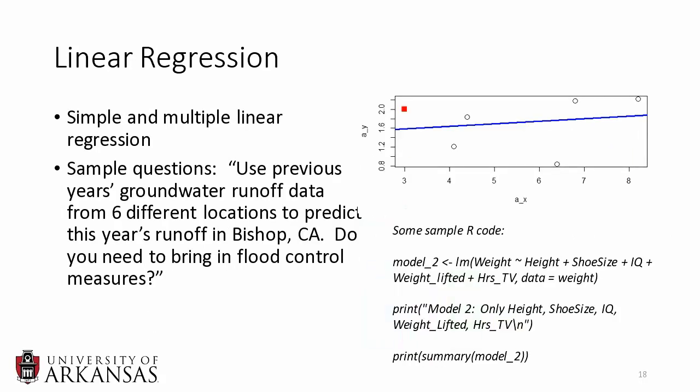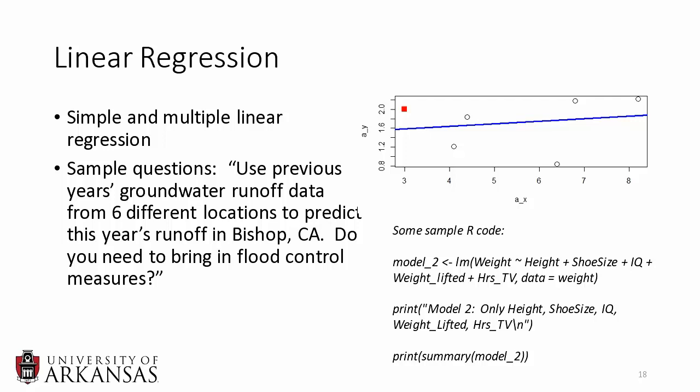So in our class, we run simple and multiple linear regression. You're always just trying to predict one output variable. With simple linear regression, you're using one input, one x, to predict one y. With multiple linear regression, you're using a bunch of x's to predict one y.